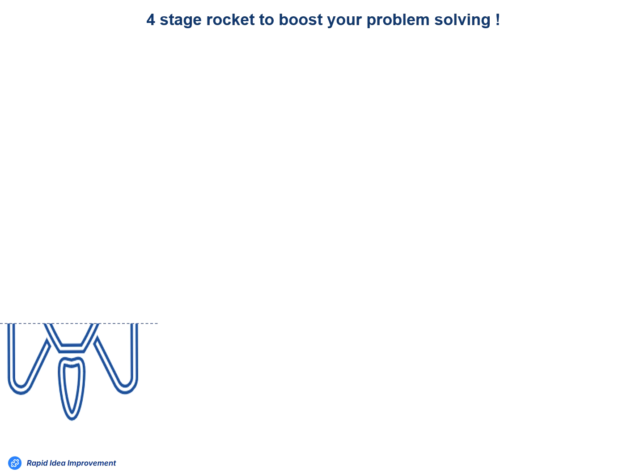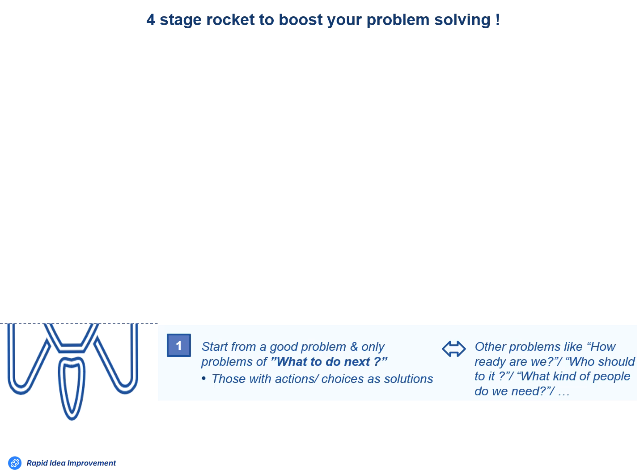So here are 4 stages to boost your problem solving on any given business problem that's in front of you and that you want to solve. So the basic first stage is about the problem itself, the problem you want to solve. You have to start from a good problem, a problem about something to improve in a given situation, and a problem of the form what to do next. So where choices and actions are the solutions.